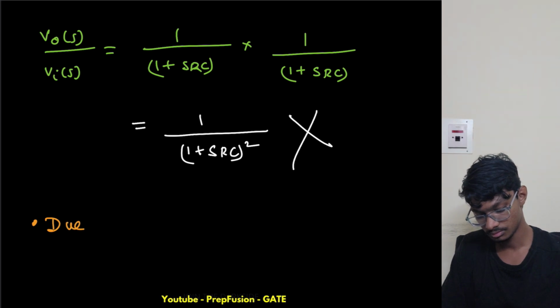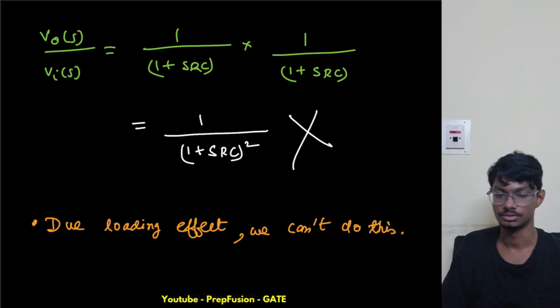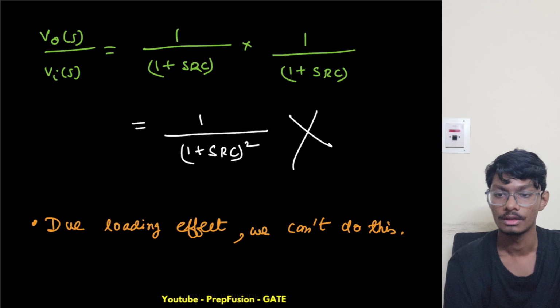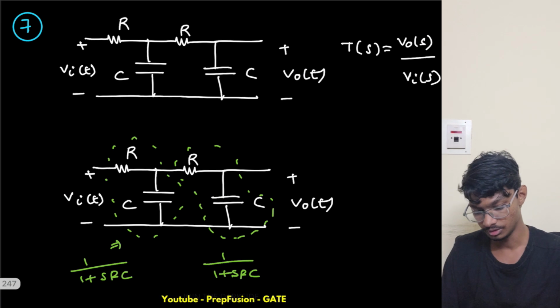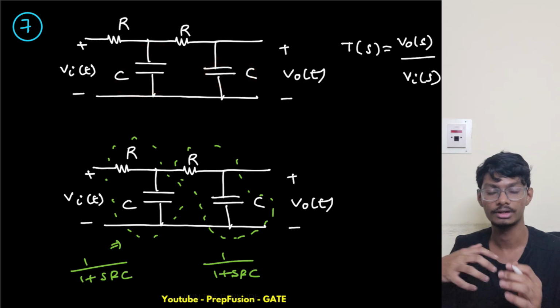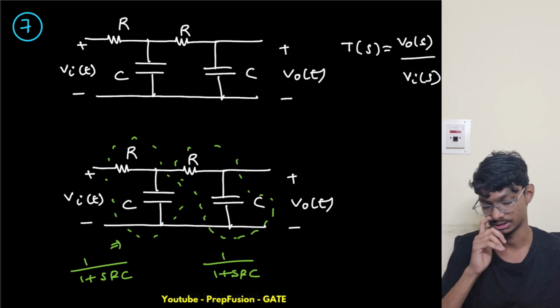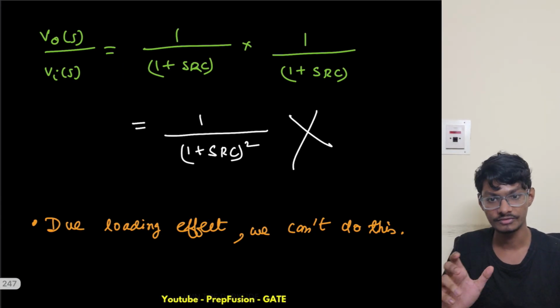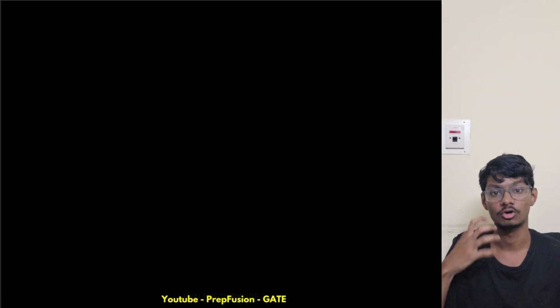Due to loading effect, we can't do this, okay? So how will we do it? The first thing you need to observe is that this is a second order circuit, because these two are independent of each other, like their voltages or currents are not dependent. I think Himanshu will teach you all these things, okay? If they're independent of each other, then there are two poles in the system, so the order will be 2 in this case. So solving this will be a bit difficult.